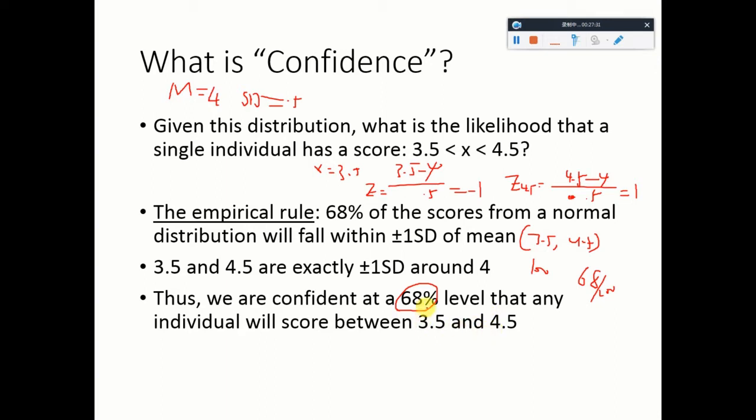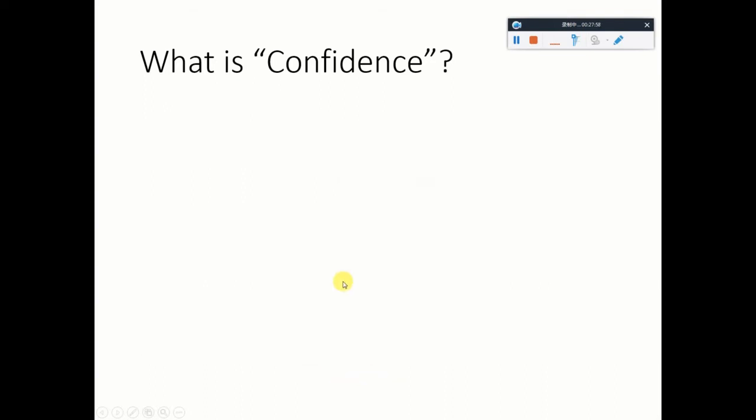So that's why we say that we're confident at this particular level that any individual score will be between 3.5 and 4.5. And therefore, the 68% confidence interval, or CI, will be 3.5 and 4.5. You see the connection here between z-score and confidence interval? Okay, let's look at another example.